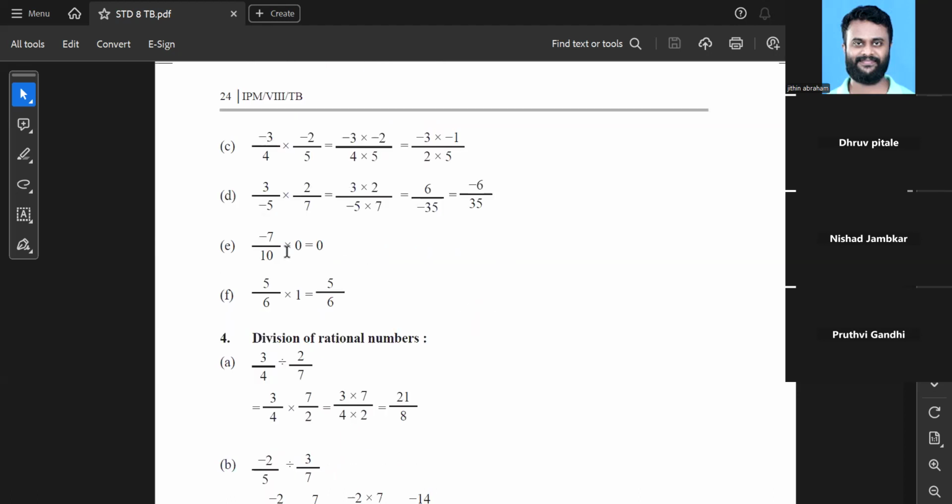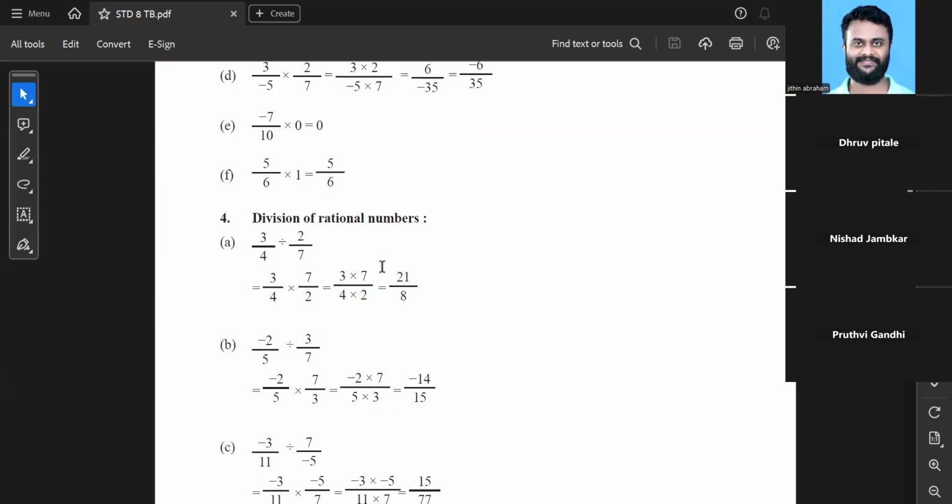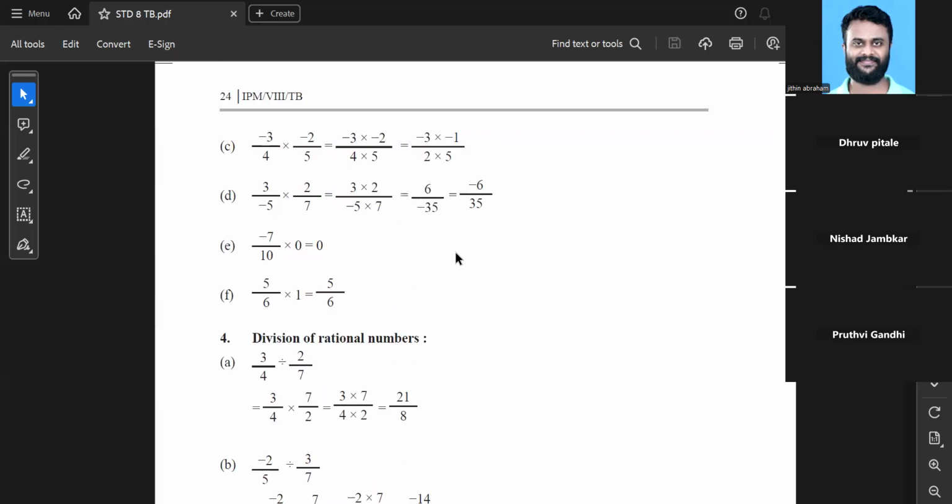Any fraction multiplied by 0 gives you 0 only. Always remember that. And any fraction multiplied by 1 gives you the same fraction. For example, 5 by 6 multiplied by 1 gives you 5 by 6. So I suppose multiplication is clear so far. Any doubt in multiplication?